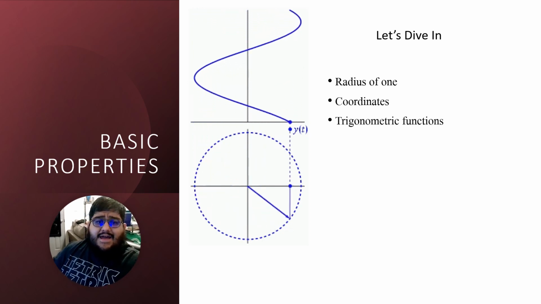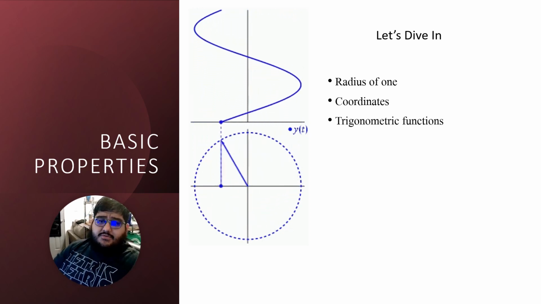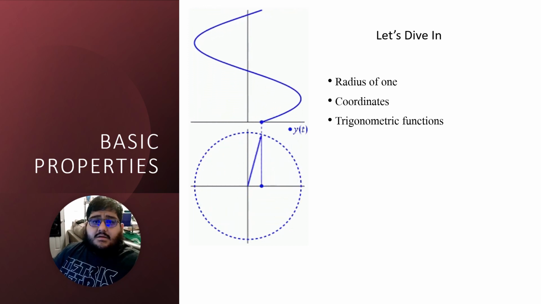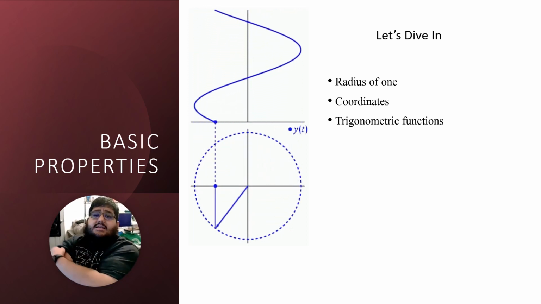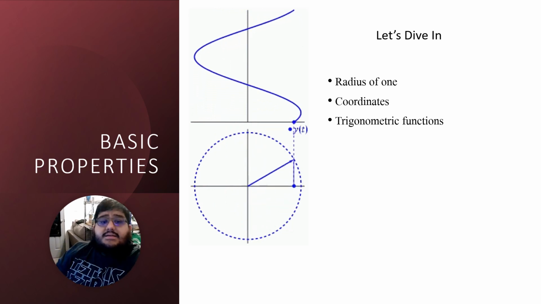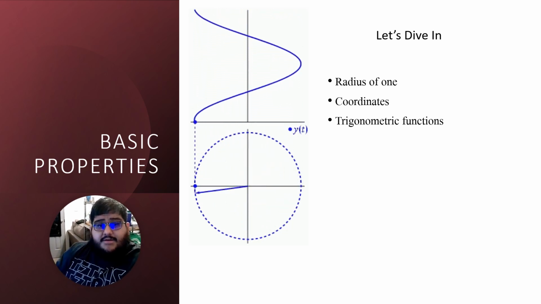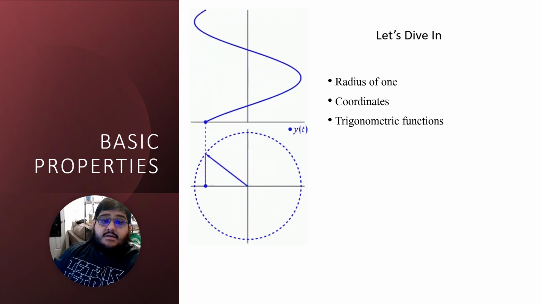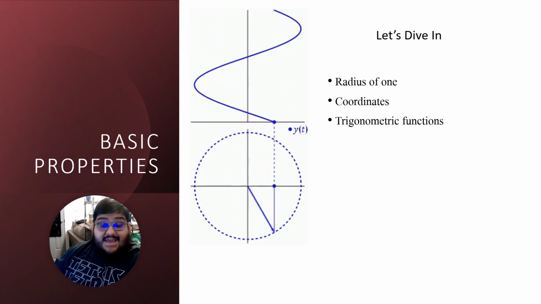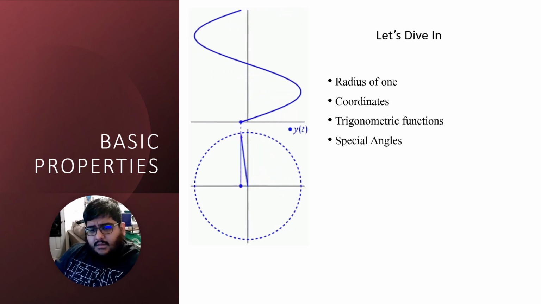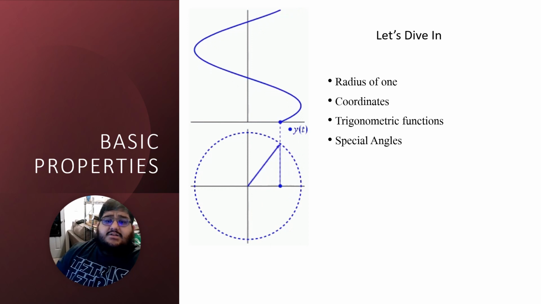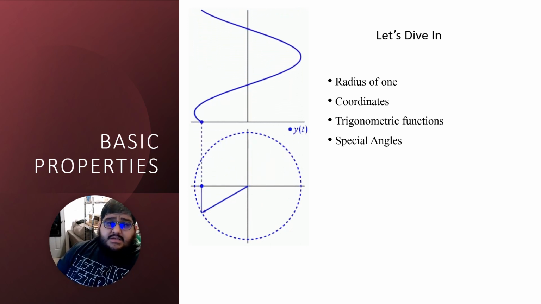We also have the trigonometric function relationships. The x-coordinate, cosine theta, corresponds to the cosine of the angle theta, and the y-coordinate, sine theta, corresponds to the sine of the angle theta.